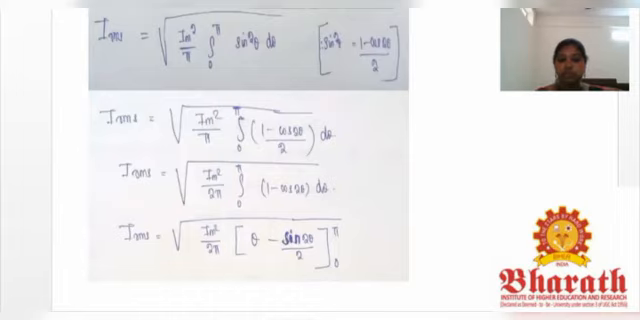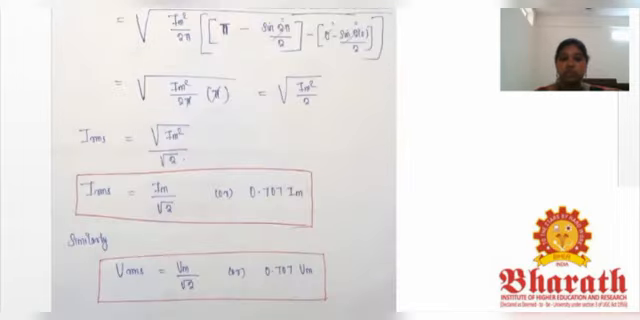Again, you are applying the limit 0 to pi, so you will get root of Im square divided by 2 pi. When you apply the limit, upper limit minus lower limit, you will get Im square divided by 2 pi into pi. Okay, so this pi and pi will get cancelled, so we will be getting root of Im square divided by 2.